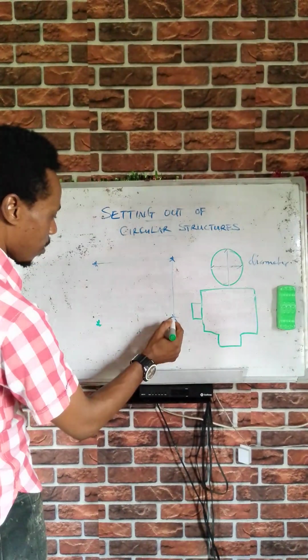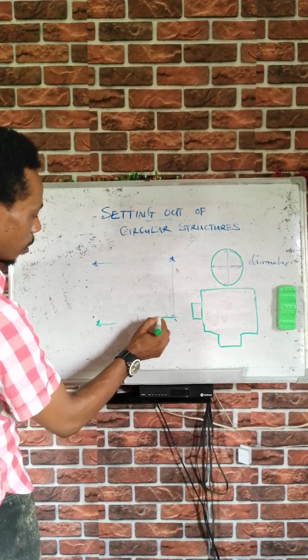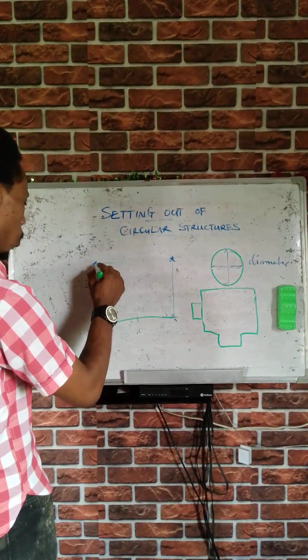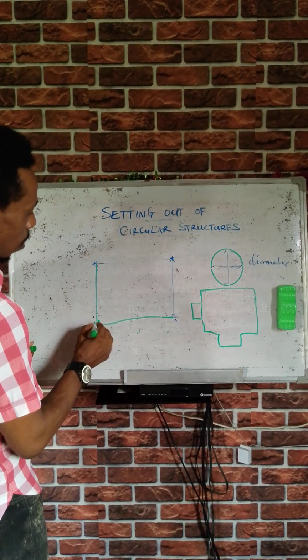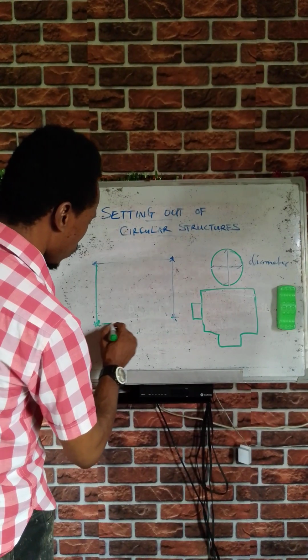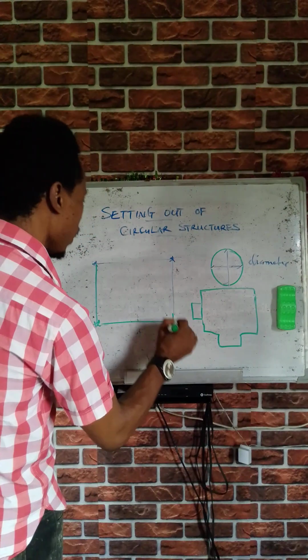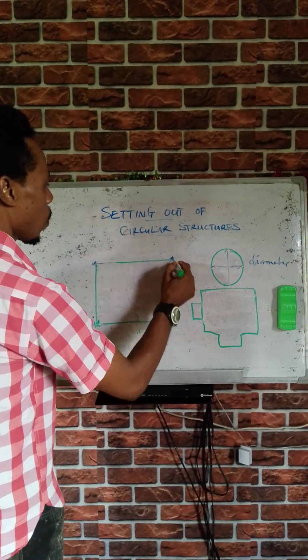Once you have established this, you establish another point. This point joins with this, then you close. So you have gotten these four points.